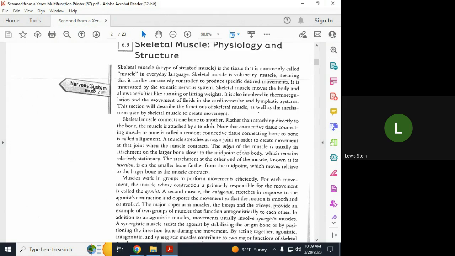Yes, they connect one bone to another. Then you have, again, the distinction between attachments: direct, muscle directly into bone; indirect, by way of a tendon or some other structure. When we talk about connecting bone to bone, that's where the ligament comes in.